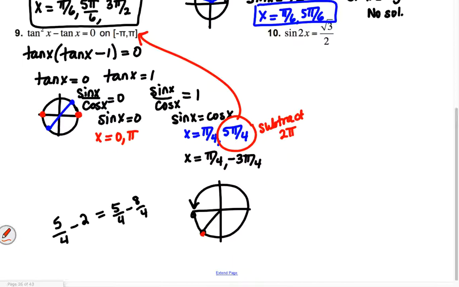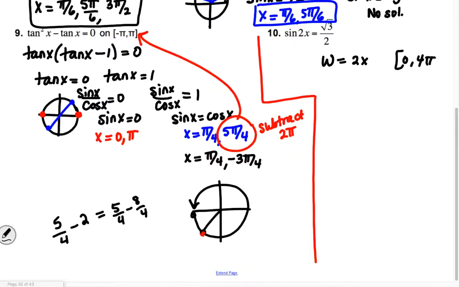All right. So the next one. So I have sine of 2x equals root 3 over 2. So this is, I think, one that was on your homework several times, twice. So in this case, you would let your w equal 2x. You'd find everything on 0 to 4 pi, and then you would divide by 2. Can we skip that one? We did that one a couple times.